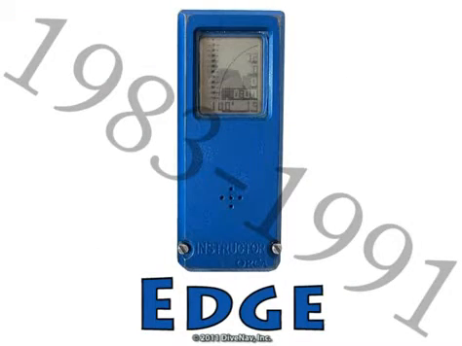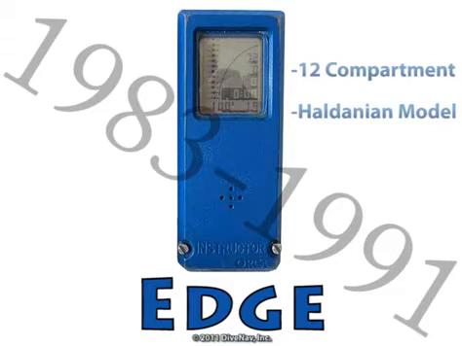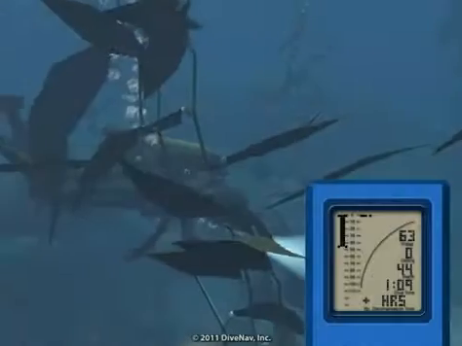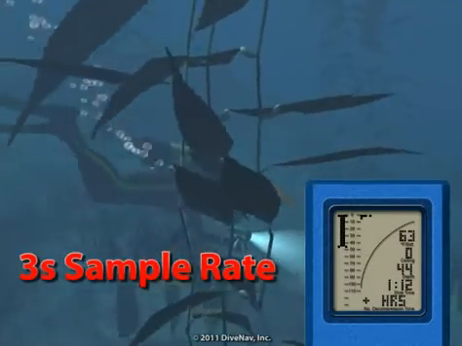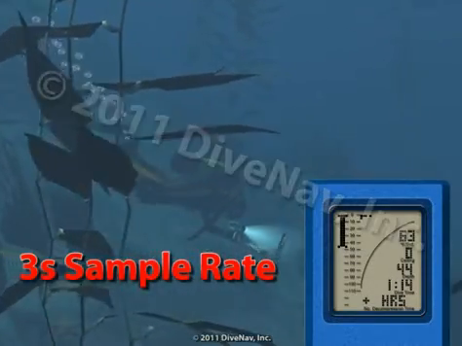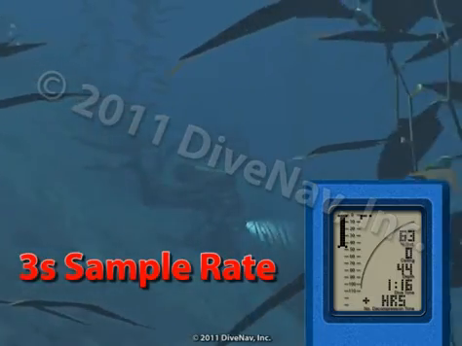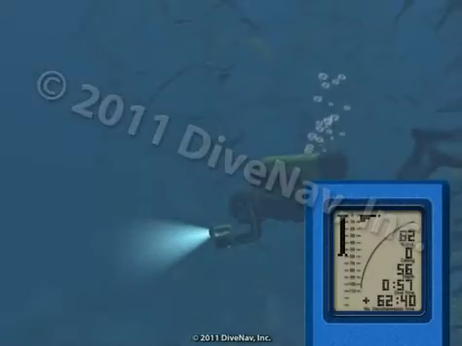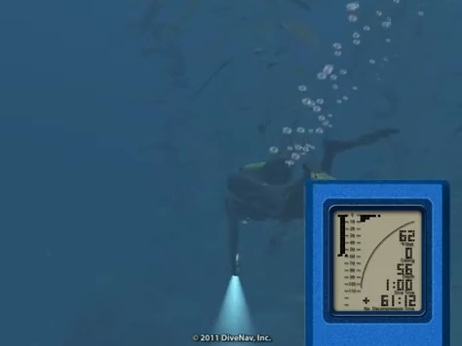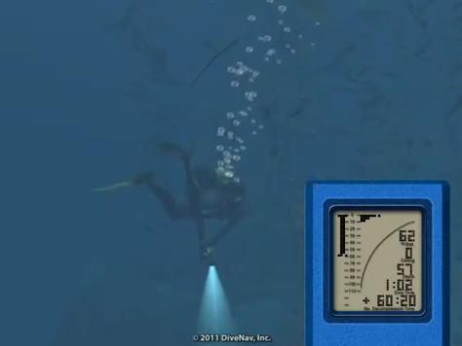The Edge, manufactured and distributed by Orca Industries from 1983 to 1991, was the first commercially viable, model-based dive computer, and over the years has attracted a loyal band of followers. The Edge uses a 12-compartment Haldanian model with half times ranging from 5 to 480 minutes. Every 3 seconds, the Edge microprocessor reads the pressure transducer, updates the nitrogen levels in the compartments, and displays the resulting data. We have integrated the Edge into the eDiving simulator so that you will be able to see it in action during this class.